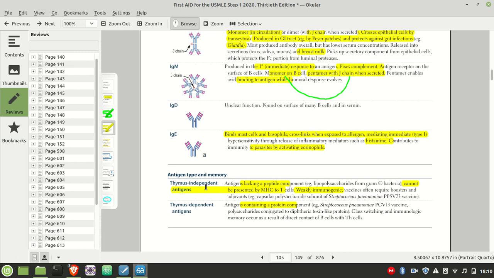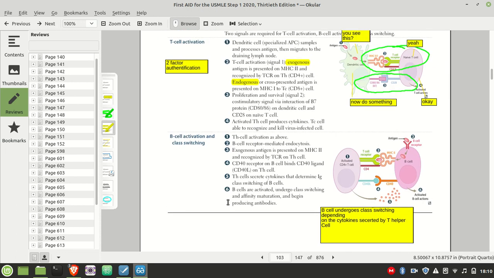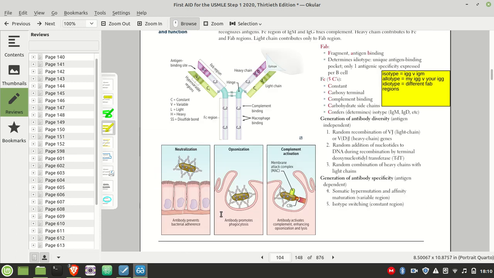Okay, thymus dependent, thymus independent. There's a reason why you have polysaccharide vaccines, and there's a reason why you end up having things that get conjugated with the protein vaccines. One of them has a protein, the other one is just a bunch of sugar. The ones that have a protein are able to have the kind of adaptive immunity that we talk about with B cells and T cells and class switching and all that kind of stuff.